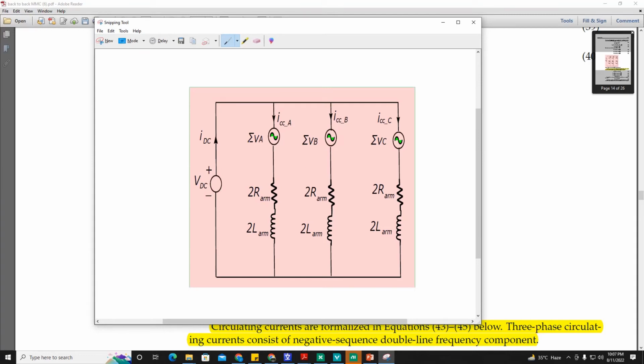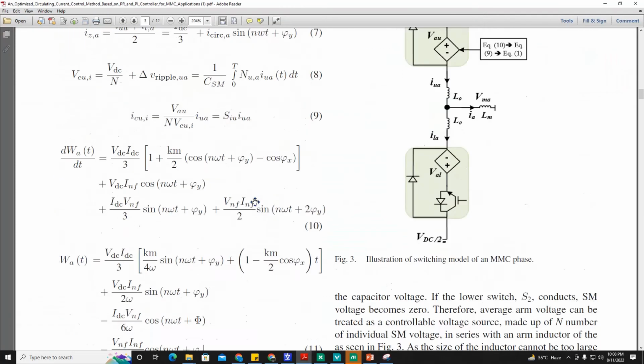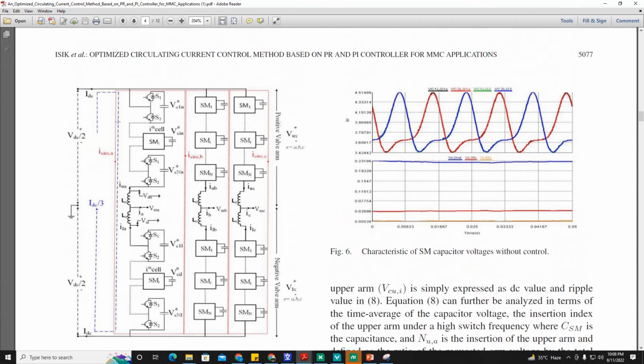And due to this energy difference between one upper arm and lower arm, and between the three legs, this energy difference results in a potential difference. And this potential difference causes current to flow from one leg to another leg. So this current which is flowing between the legs is called circulating current. Let me show it from this. See, this red dotted current is basically the circulating current.